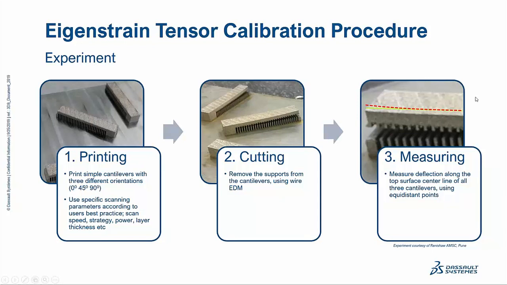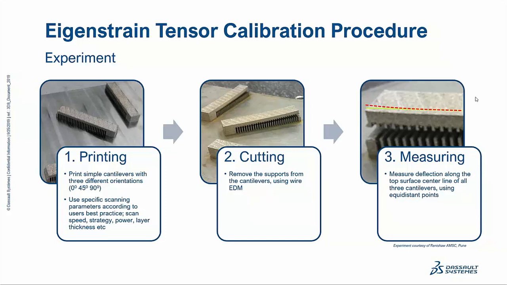Commonly, to obtain these values, we would use a simple setup, print test specimens, such as these simple cantilever beams, as they are depicted in the pictures here. And the procedure is very simple. We print the beams, preferably with different orientations to obtain the deformation regarding different orientations of the beam. We use specific scanning parameters which we need to record at this point. So we need to know what kind of laser path, what hatch pattern and so on we used at this point. Then after the print process, the beams are cut.